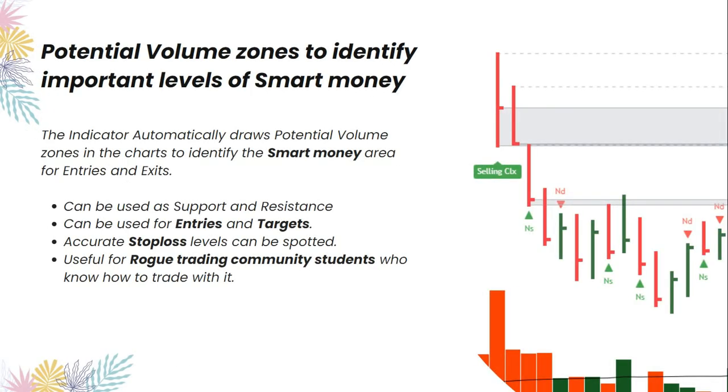And the second feature we have is the potential volume zones to identify important levels of smart money. This indicator automatically draws potential volume zones in the charts to identify the smart money area for entries and exits. This can be used as support and resistance. This can be used for entries and targets. This can be used to identify accurate stop loss levels. And this is very useful for Rope Trading Community students who know how to trade with it.